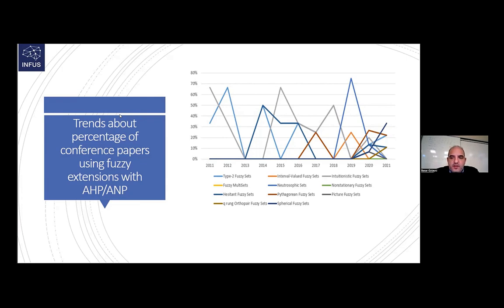In a similar way, hesitant fuzzy sets have been highly published between 2015 and 2016. Lately, neutrosophic sets gained popularity in 2019. In recent years, different fuzzy extensions have been used for conference papers, and in 2021, spherical fuzzy sets have the lead in the number of conference papers.